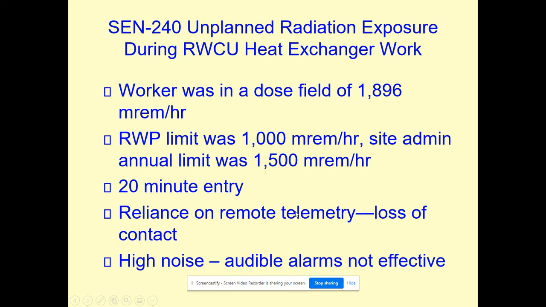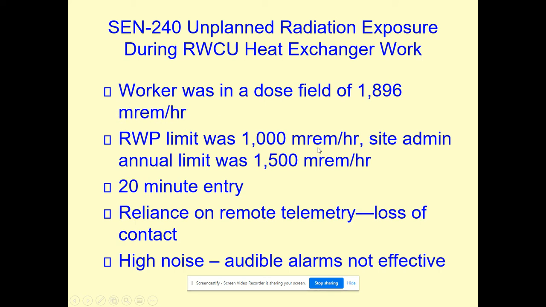So here is a good operational experience. An unplanned radiation exposure because they were working on reactor water cleanup. These heat exchangers are nasty, and this person was in a field of almost 2,000 millirem per hour. So just to give you some context, the amount that you can get in a year is 5,000 millirem. So in a little bit over 2.5 hours, he was going to get his dose for the year. So a very, very nasty place to be.